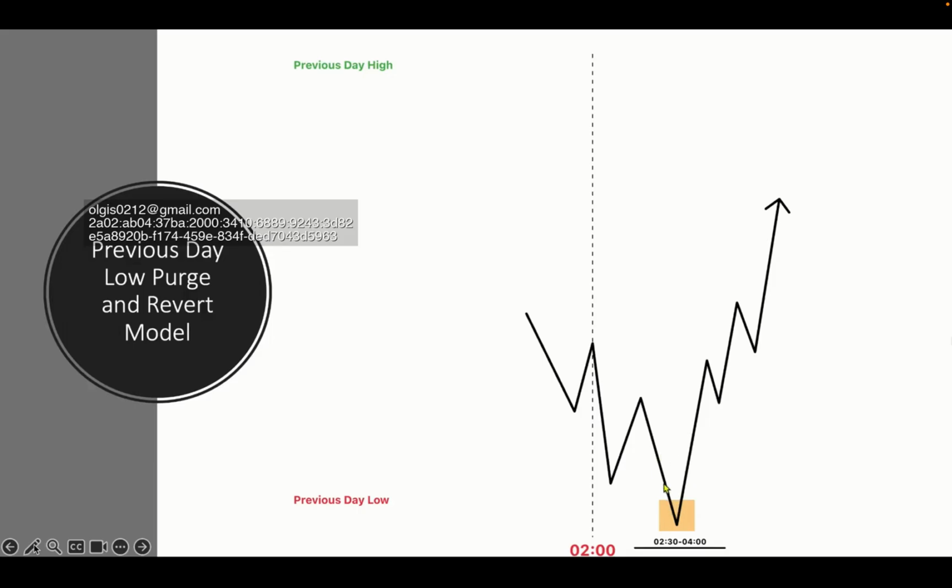And from there on, we want to see price trade back above the previous day low to confirm a lower time frame change in state of delivery. And from there on, we want to see a buy program unfold towards the previous day high if the higher time frame order flow is bullish.